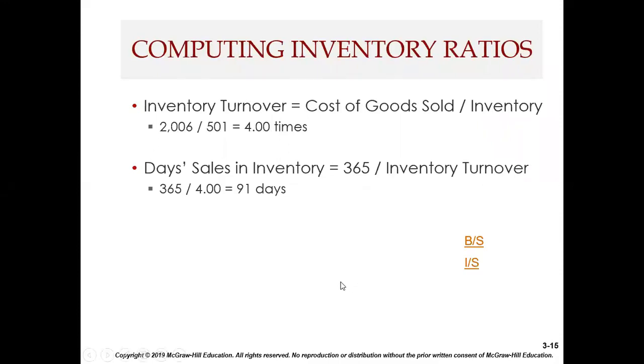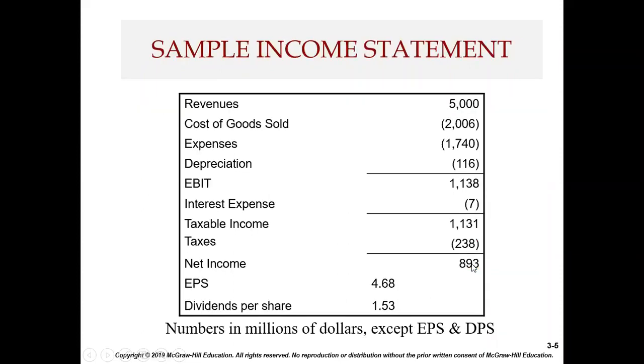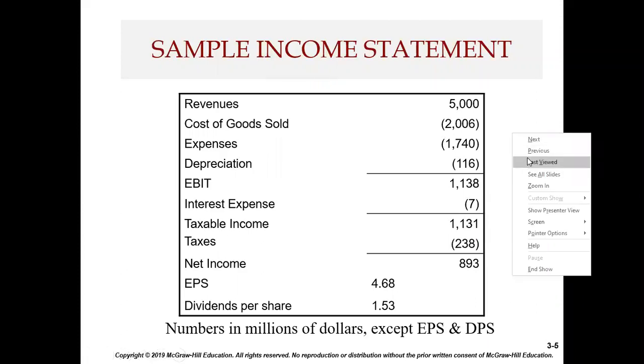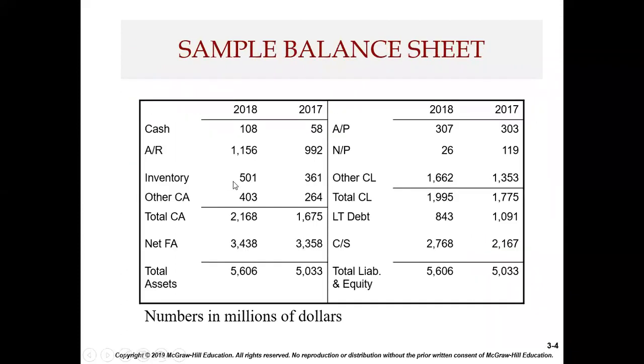Okay, so now we're moving into our ratios that determine how well we manage the major assets of the company, inventory and accounts receivable being the two major ones. And we measure them by what we call the inventory ratio, which is our first ratio. And what we do is we take the cost of goods sold amount from the income statement and divide it by our inventory balance from our balance sheet. So I'm just going to fly on over to the income statement, cost of goods sold, 2006, go back, inventory, 501.